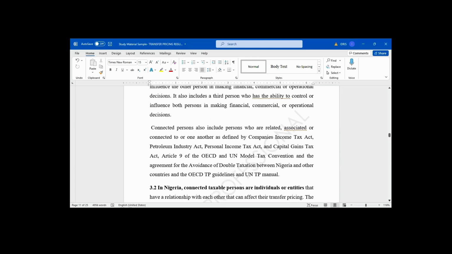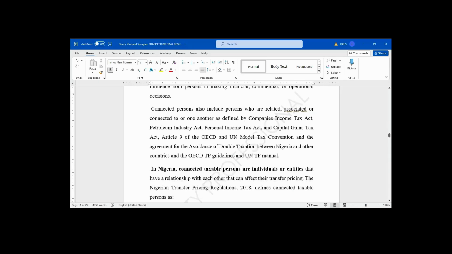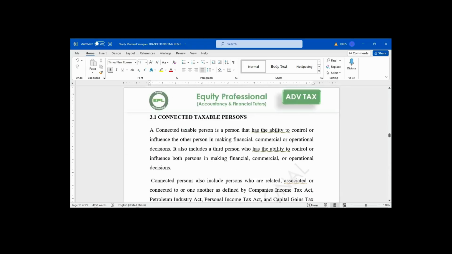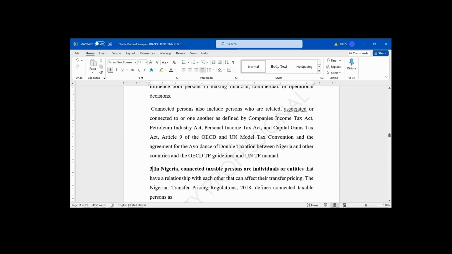So now in Nigeria, when we talk about connected persons, they are individuals or entities that have a relationship with each other, a relationship that can affect transfer pricing.